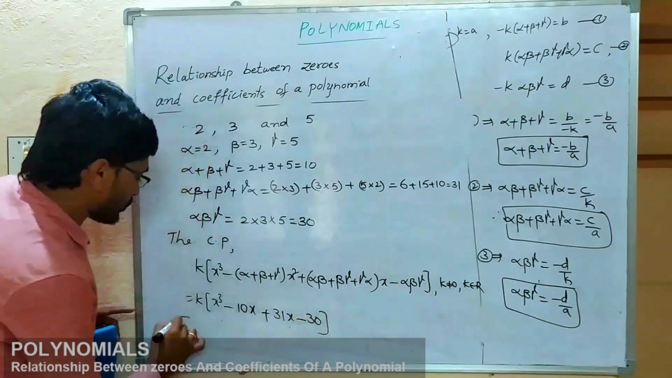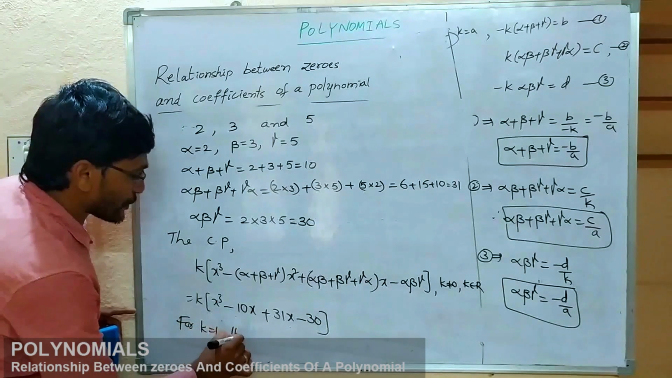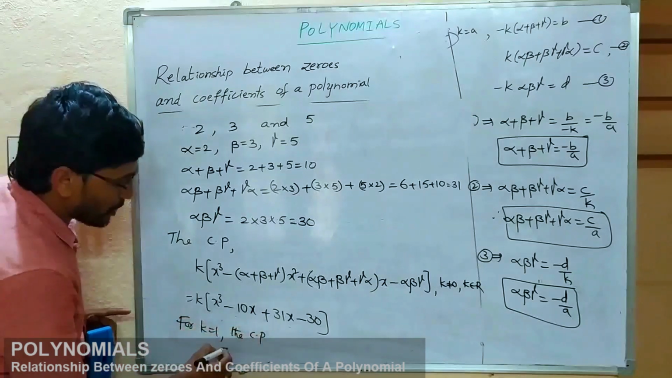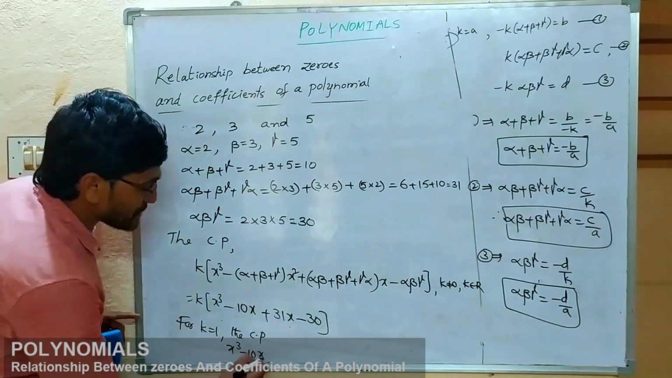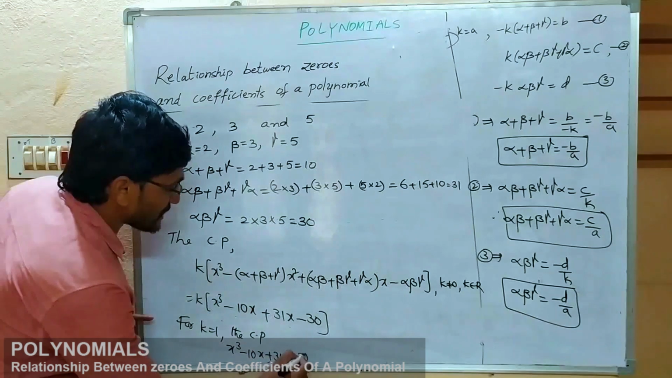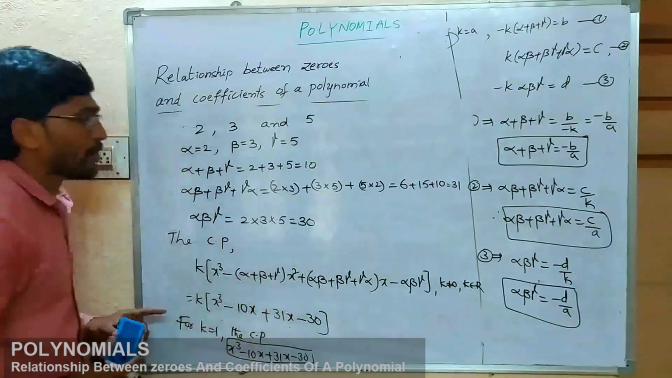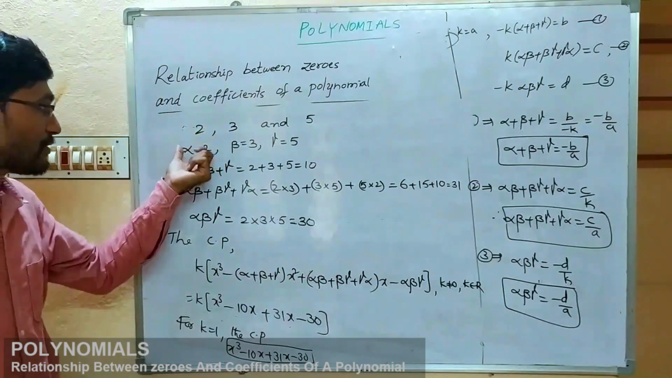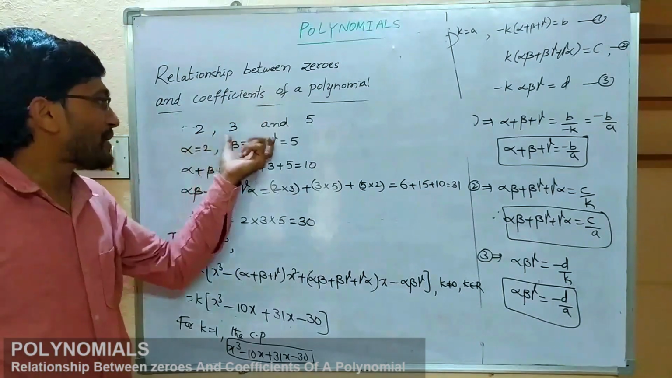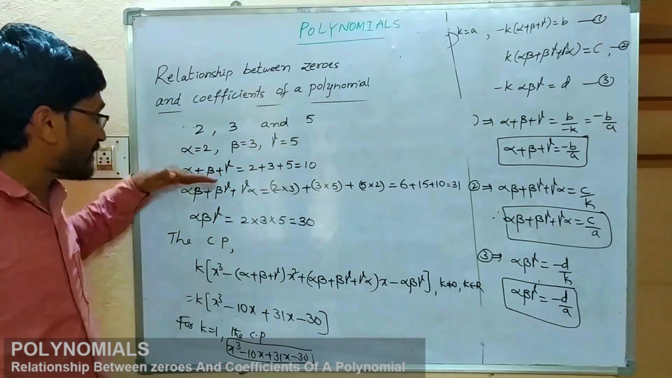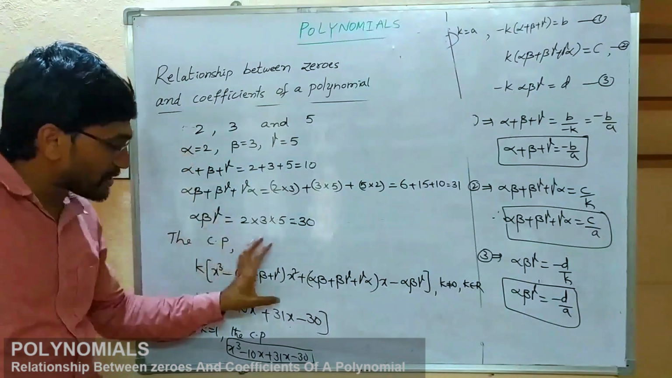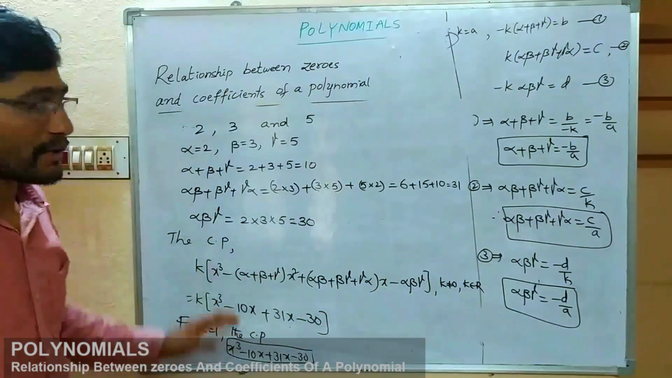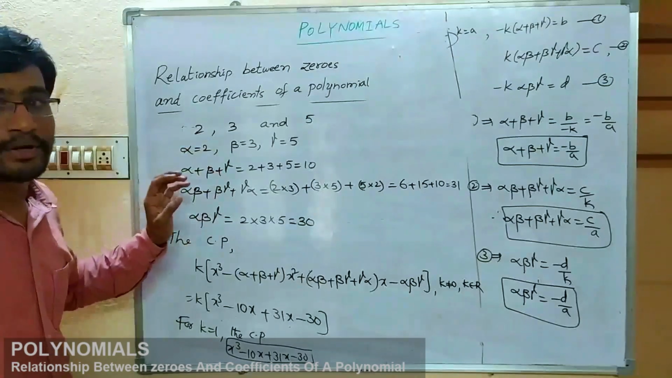So for k equal to 1, the cubic polynomial is x cube minus 10x square plus 31x minus 30. This is our required polynomial. So if the zeros are given, then take the values as alpha, beta and gamma. Next we have to find these terms and substitute them in this polynomial, then we get the required cubic polynomial.